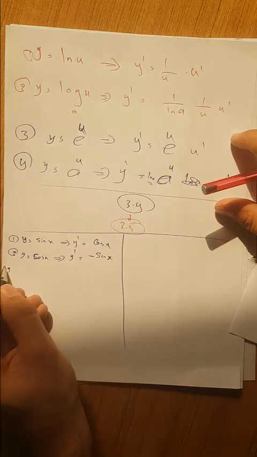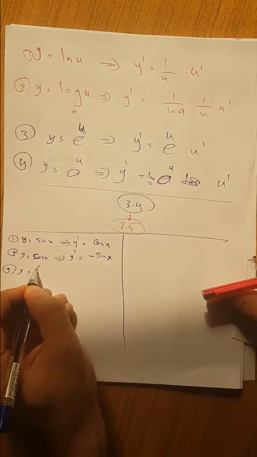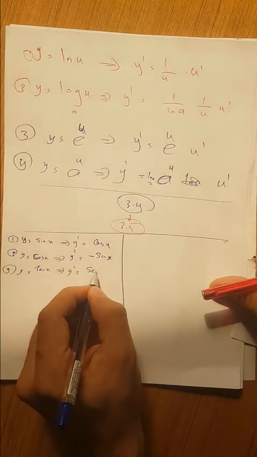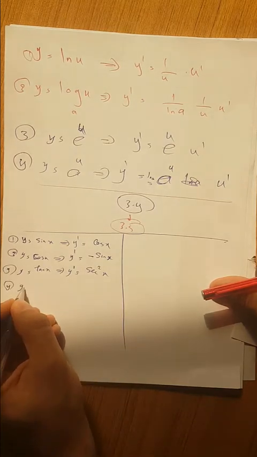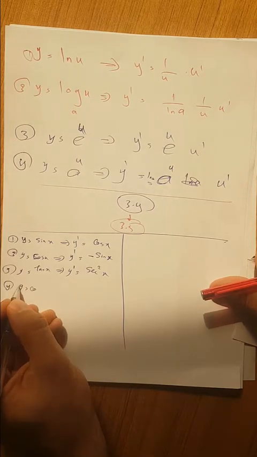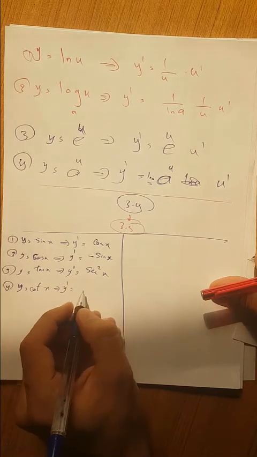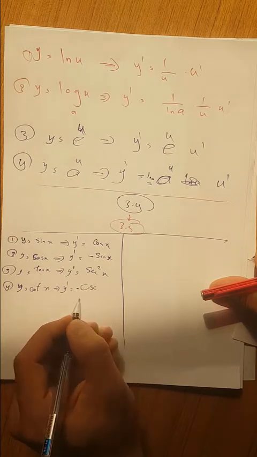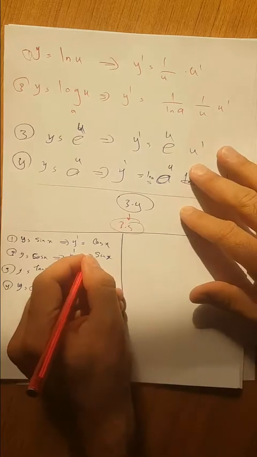Okay, so number 3, if y is equal to tan of x, then y prime is equal to secant square of x. Number 4, y is equal to cotan of x, then y prime will be minus cosecant square of x. I'm going to write it like that.